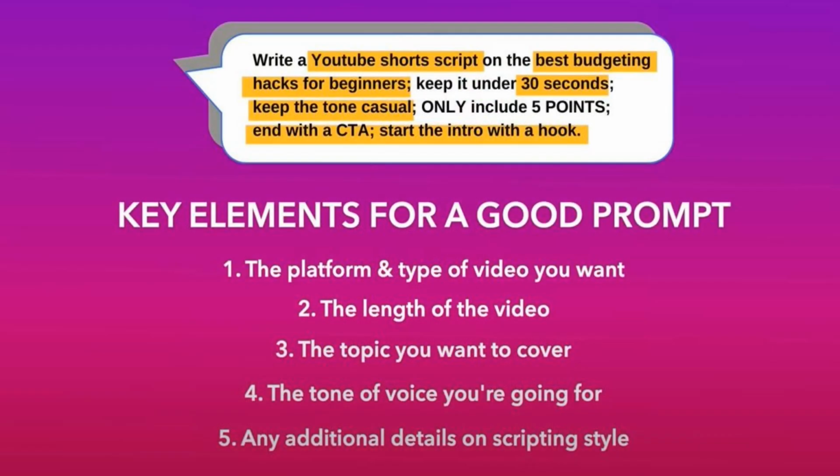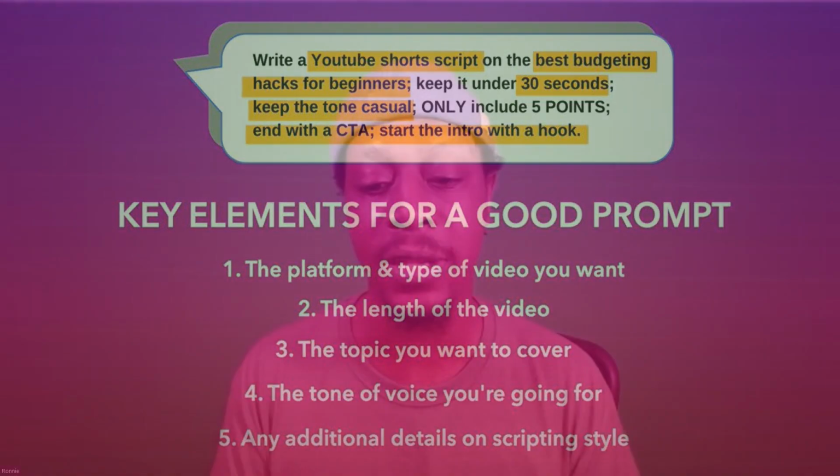So the first thing you want to have is the platform and the type of video you want. In this case, it would be YouTube and a YouTube short. The length of the video, I got 30 seconds. The topic you want to cover and the tone of voice you're going for, and any additional details on your scripting style. Also, in my experience, I find that separating each element or detail about the video in your prompts with a semicolon gives you a better response and helps the AI understand what you're trying to get from it.